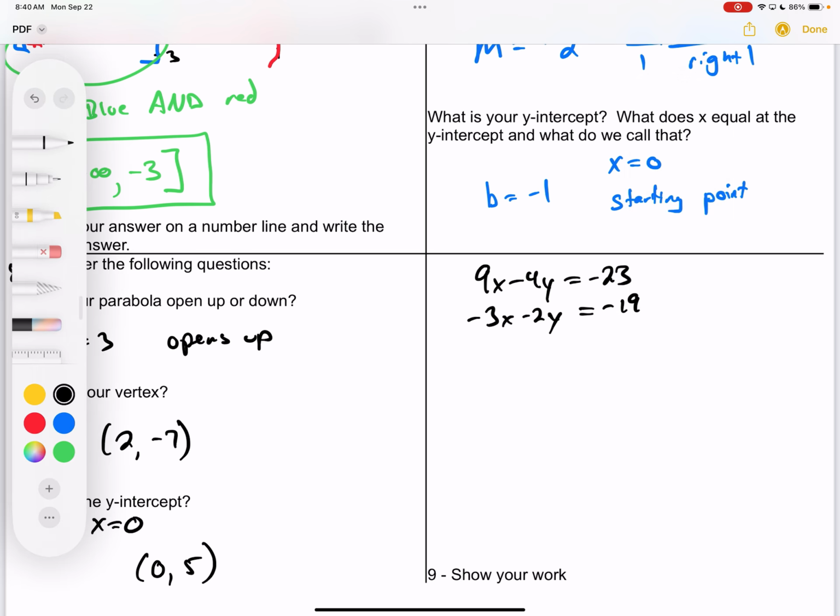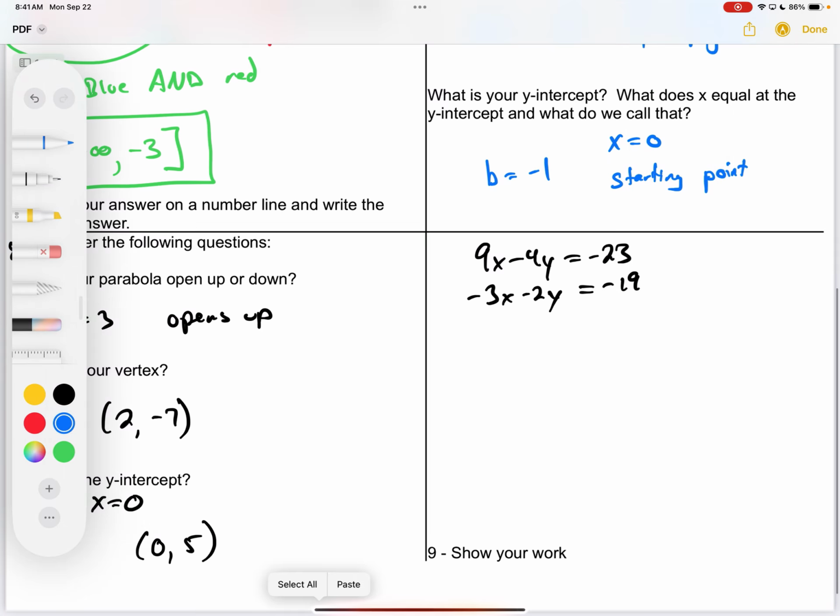Okay, on this one, a system of equations. So we have to use algebra to find it. We got to manipulate the equations. Should we get rid of the x's or the y's? The y's. I can multiply the bottom one by negative 2 to make it positive 4 so that I can add up negative 4 and positive 4, make those cancel out.